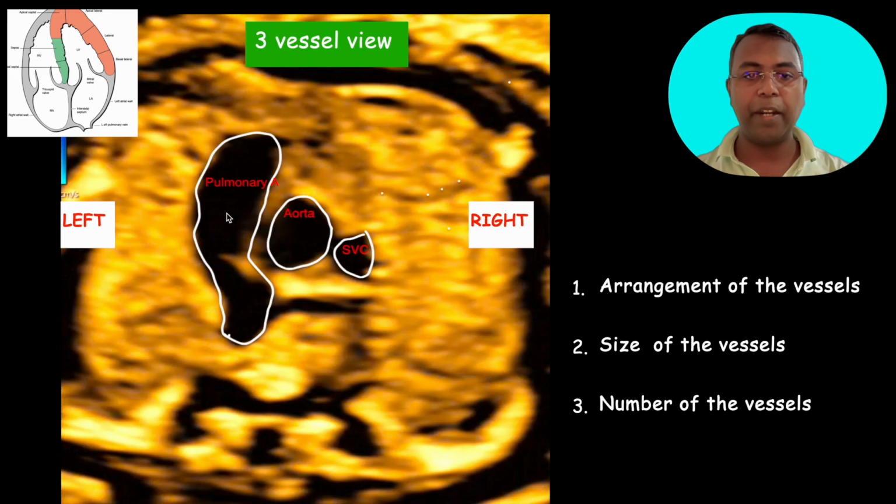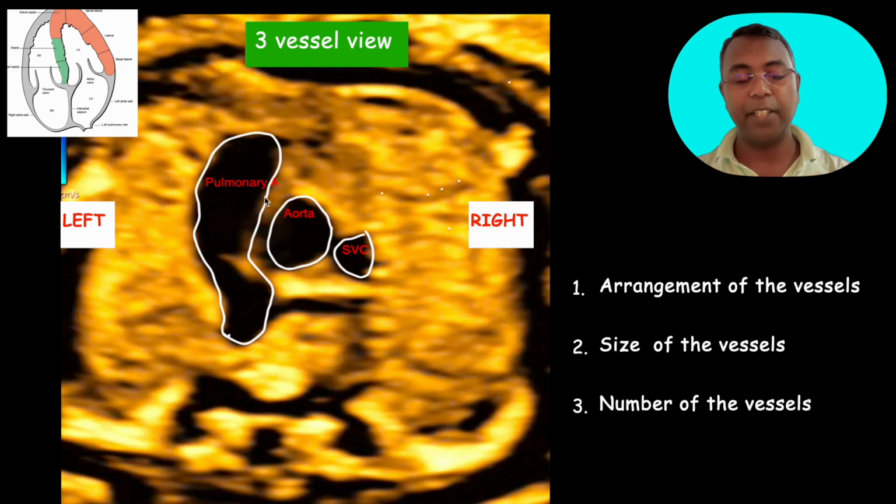Usually the pulmonary artery and the aorta are of equal size, but in certain cases like aortic atresia or aortic stenosis, or in cases of coarctation of aorta, the aorta can be smaller than the pulmonary artery, which gives an idea that we need to look at the aorta more carefully.